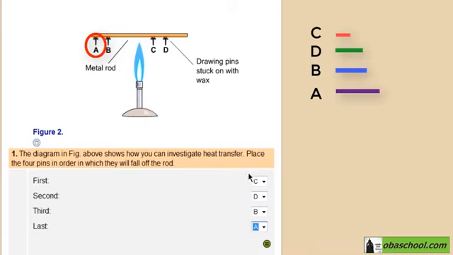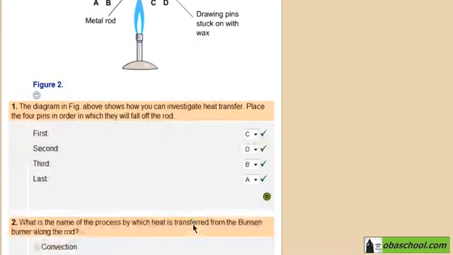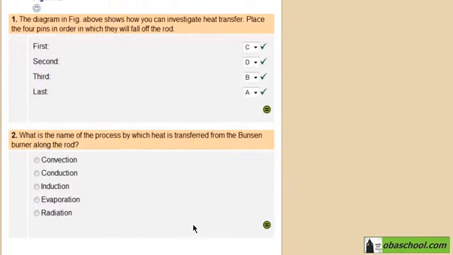So we have ordered them according to the distance from the flame. Let's check these answers. And that's correct. Good job. Let's move to the second question.